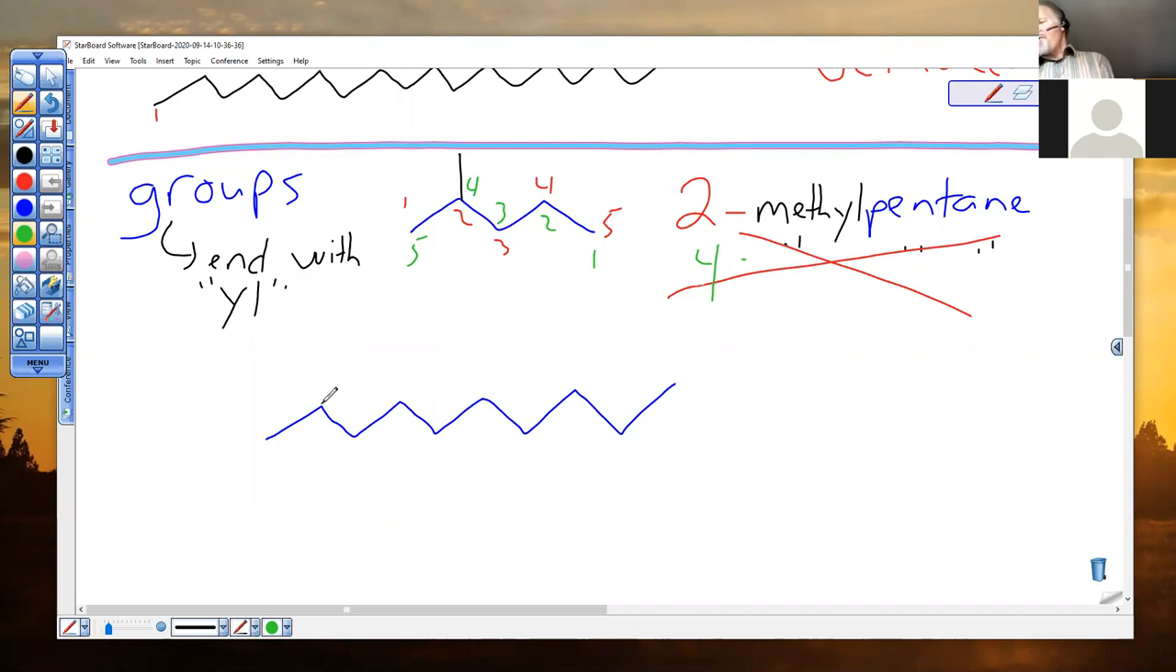Okay, so now we have a new example, 2, 4, 6, 8, 10. So the name will end with decane. We'll put a group on, and we'll put the numbering in the appropriate spot. If I put this group over here, and then I'll put another group, say I put it on the 4th carbon, the 3rd carbon on this one. And I'll put another group here.